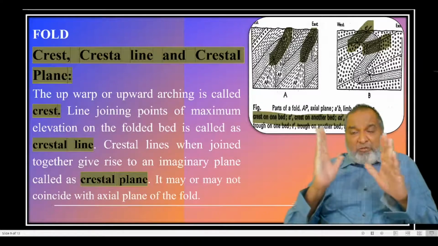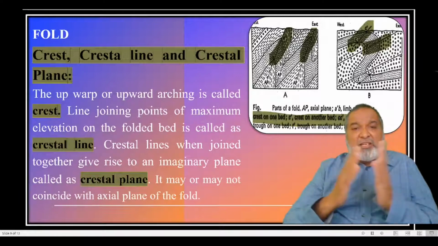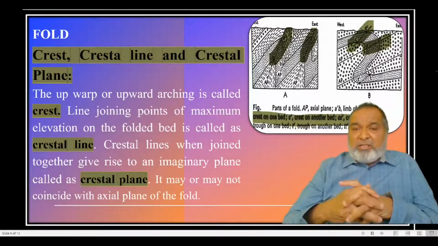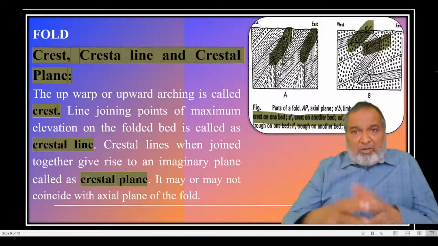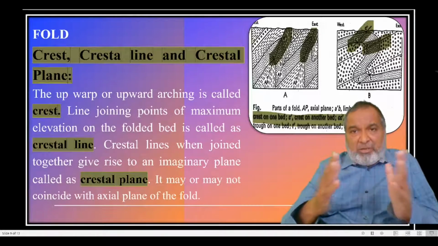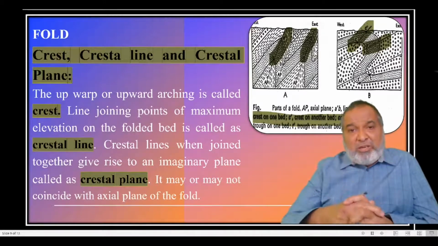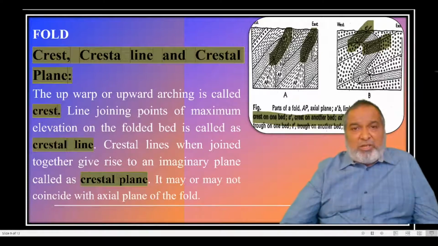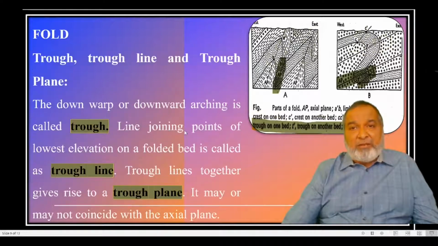And a plane which passes through the crestal line is the crestal plane. It will coincide with your axial plane also, when the fold is vertical and symmetrical. At that moment the crestal plane and your axial plane coincide. So here we have the crest, crestal line and crestal plane.